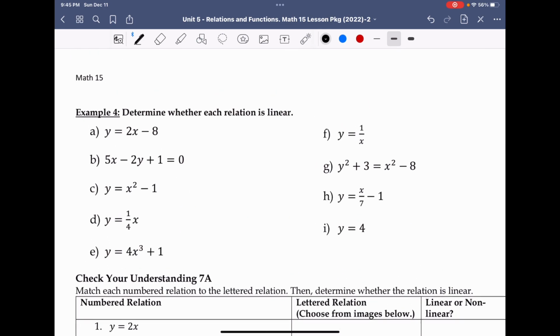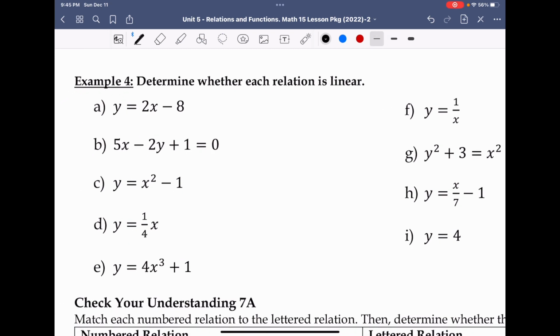All right, determine whether each is linear. Well, remember, just by the equation, the thing that tells us if it's linear or not is if it's a degree 1 for both x and y. As soon as we see that there is something other than a degree 1 for x and y, it is automatically nonlinear. So let's say we look at the first one here. Well, the degree on y and x is 1, therefore, yes, this is linear.